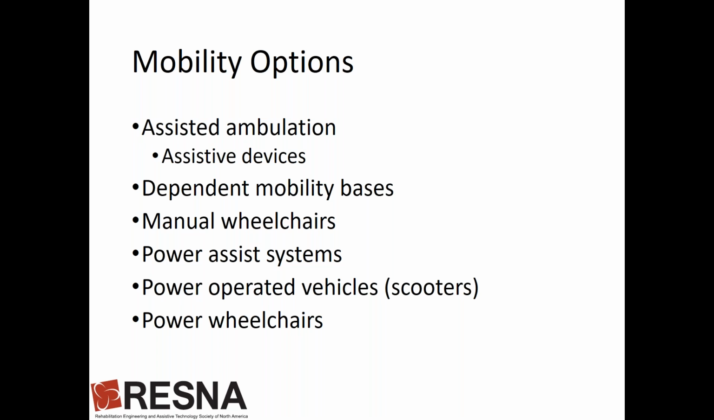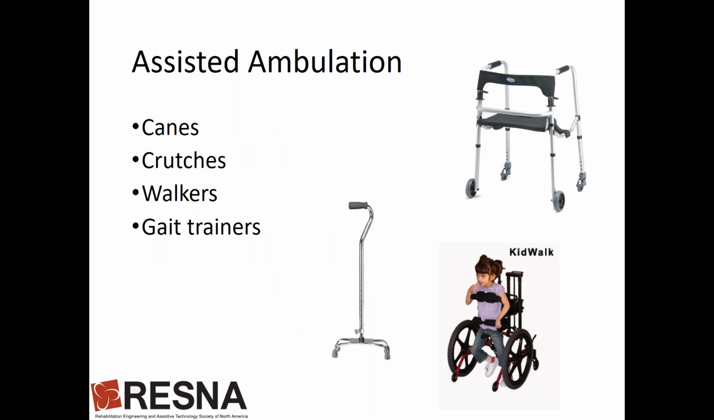The largest part of our time is spent with manual, power assist, scooters, and power wheelchairs. So when we talked about assisted ambulation, we're looking at canes, crutches, walkers, and gait trainers. Even though a gait trainer is assisted ambulation, with kids, I know oftentimes someone can have a gait trainer as well as a wheelchair. Most of the other populations, especially adults, we're ruling out the use of canes, crutches, and walkers in order to move through the algorithm of needing mobility.